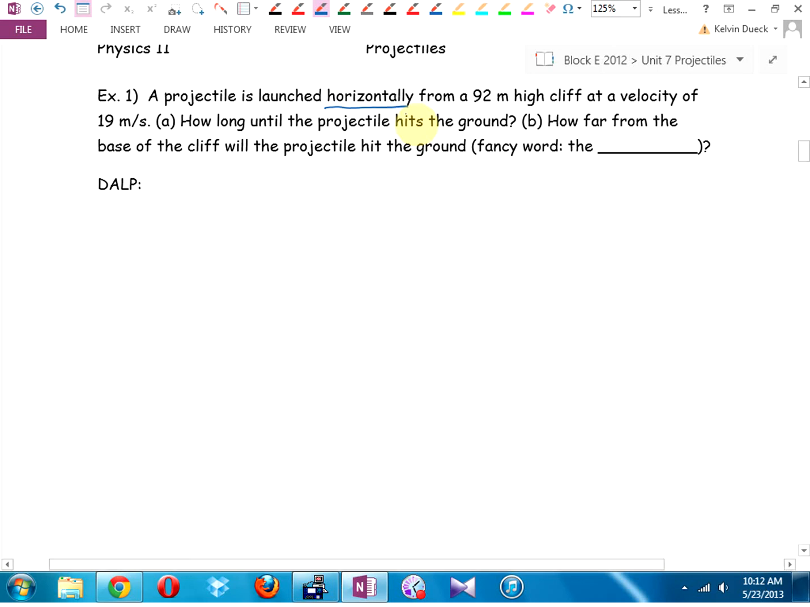A projectile is launched horizontally from a 92-meter high cliff at a velocity of 19 meters per second. A, how long until the projectile hits the ground? B, how far from the base of the cliff will the projectile hit the ground? Fancy word, we call this the range. The horizontal distance is called the range. I wrote DALP. What does DALP stand for?